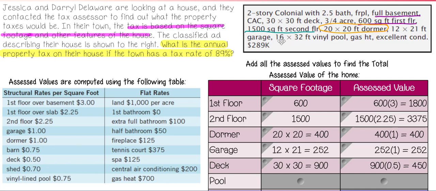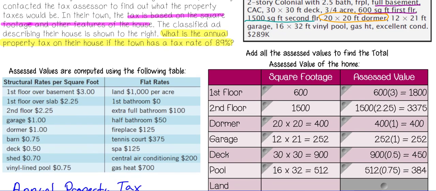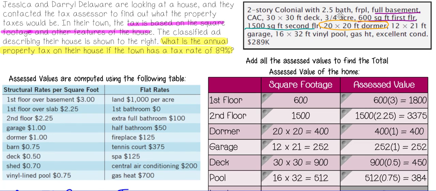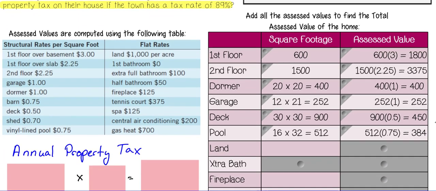There is a 16 by 32 foot vinyl pool. So that would give us 512 in square footage. And the vinyl pool is 75 cents per square foot. Multiply that, it's $384. Land is 3/4 of an acre. So it's $1,000 per acre. So you would need to take that 3/4 times 1,000.